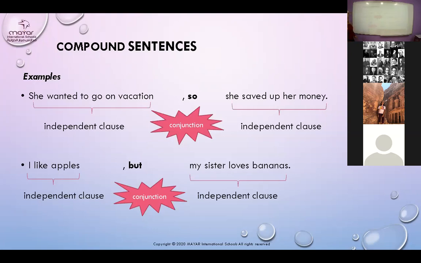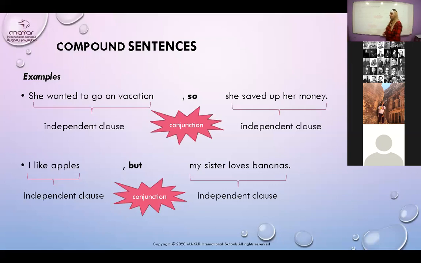I like apples, but my sister loves bananas. Are the ideas here the same? No, they're different. They show contrast. We show opposites for contrast. With contrast, we use but. Here, if I switch, Judy, are you there? If I switch, can I use but? Yes. Let's try. My sister loves bananas, but I like apples. Is it correct? Yes.